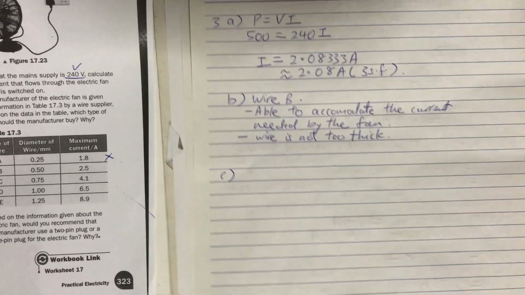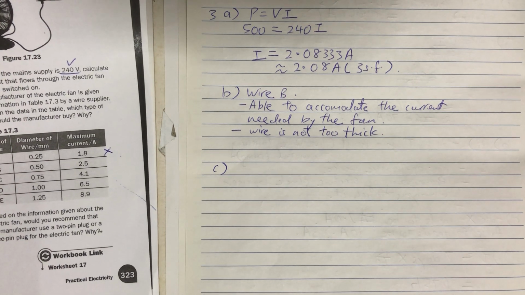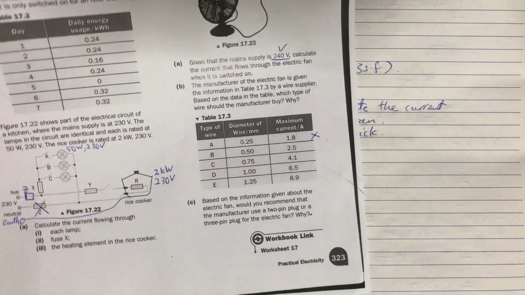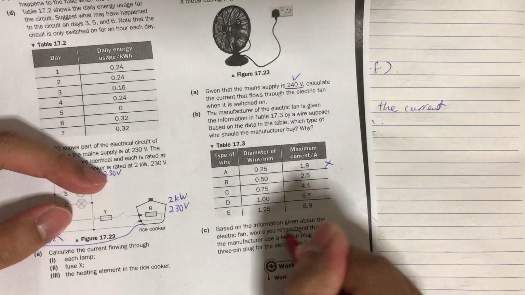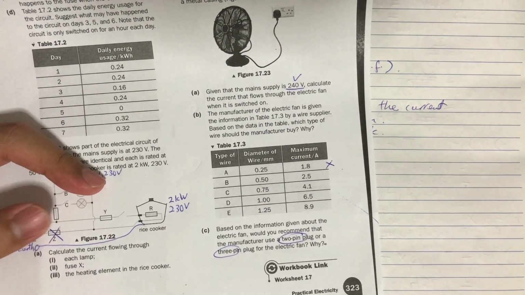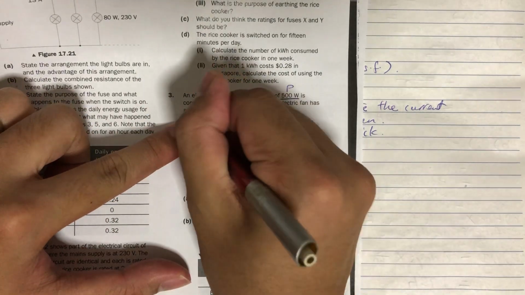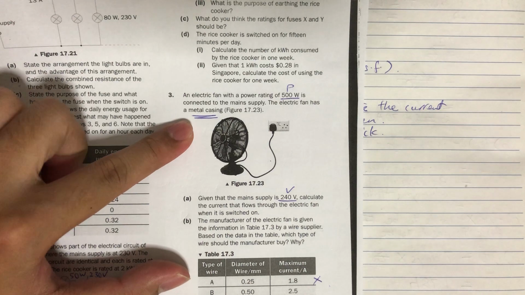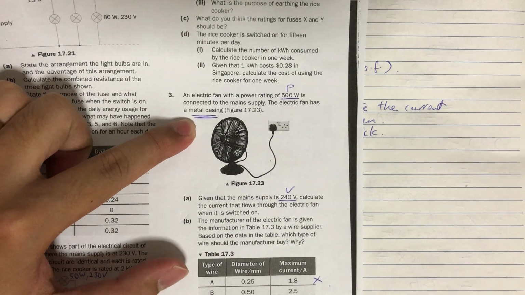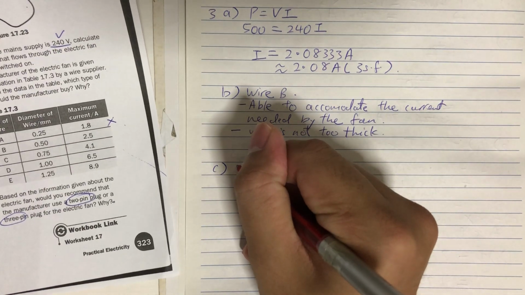Okay, part C, based on information given about the electric fan, would you recommend that the manufacturer uses a 2-pin plug or a 3-pin plug for the electric fan? Why? Okay, so there are some considerations to take note. Okay, when you use a 2-pin plug, it does not have an earth wire. When you use a 3-pin plug, there is an earth wire. Okay, but if you look at the question itself, it has a metal casing. So make your own judgment call now. Do you think you need a 2-pin plug or 3-pin plug? Okay, actually the answer that is required here is a 3-pin plug.